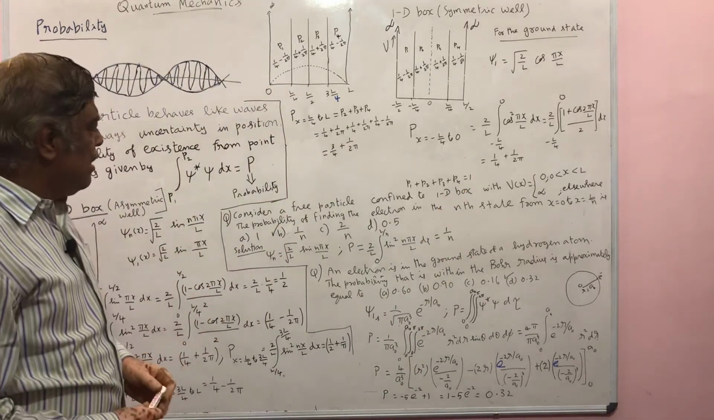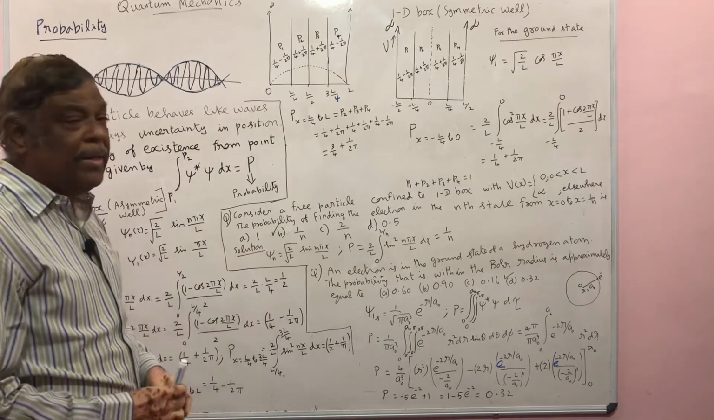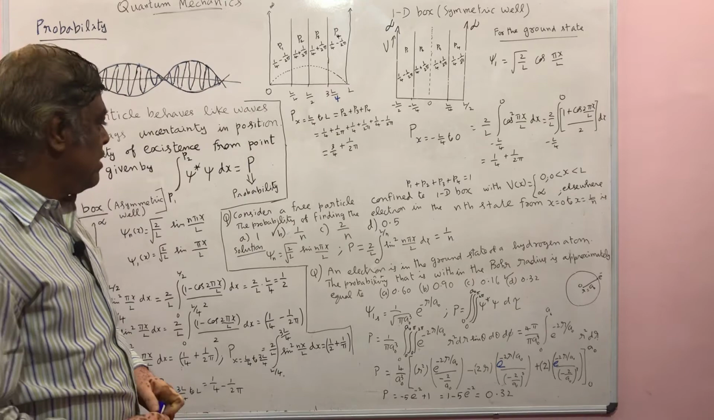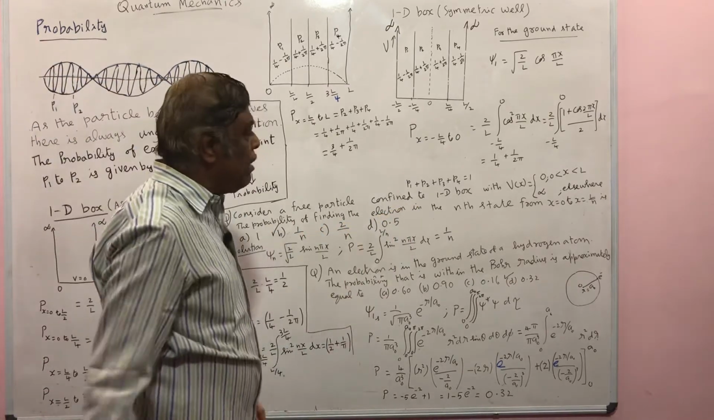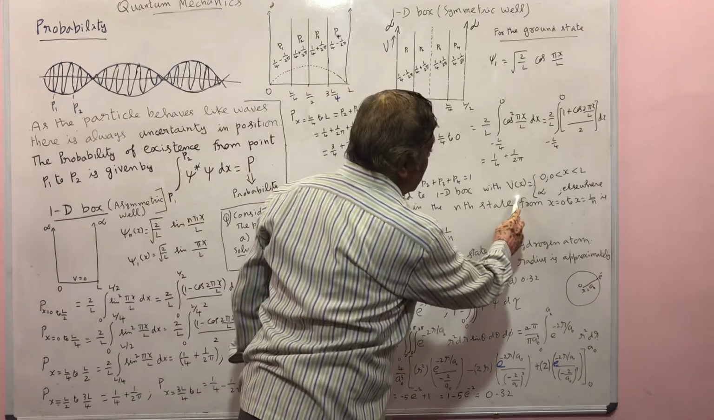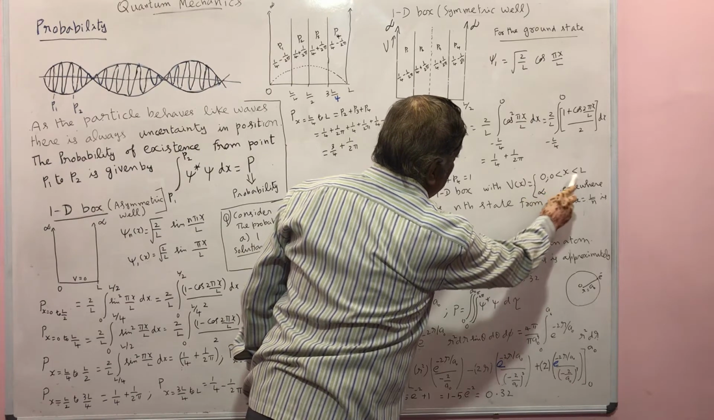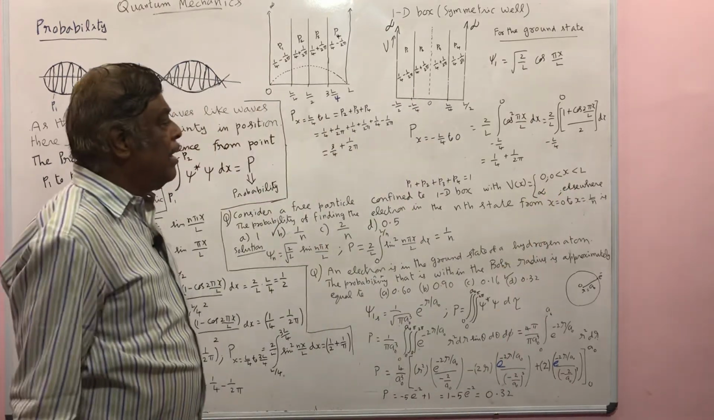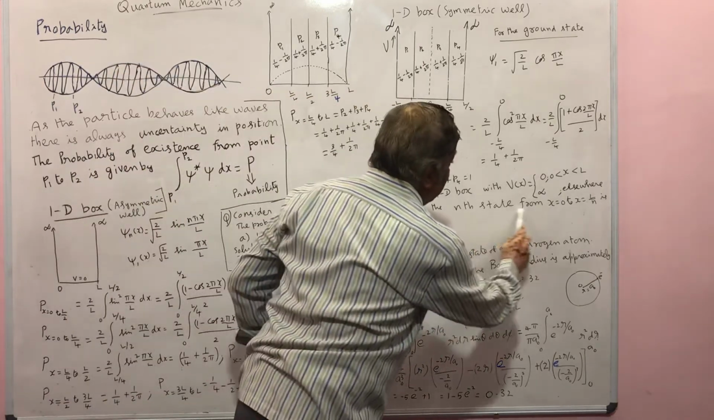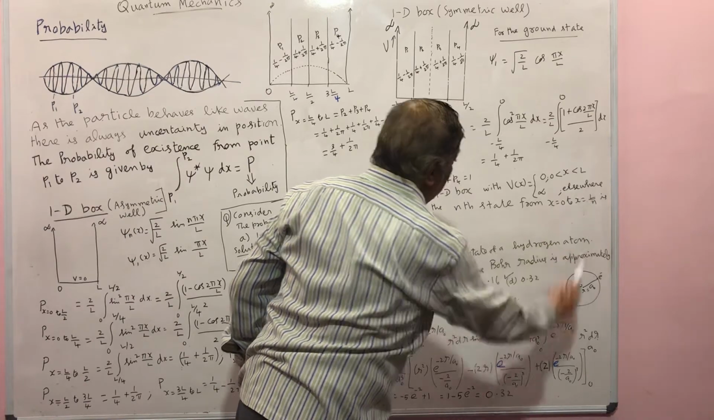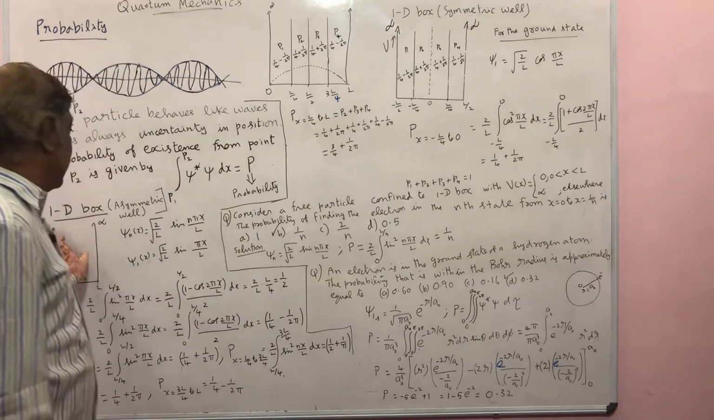Now let us take two problems. These two problems were already asked in the NET examinations. You take this problem. Consider a free particle confined to a one-dimensional box with potential V of x equal to 0 between the limits x equal to 0 to L, and infinity elsewhere. The probability of finding the electron in the nth state from x equal to 0 to x equal to L by n. So here this is an asymmetric problem that we have already discussed.